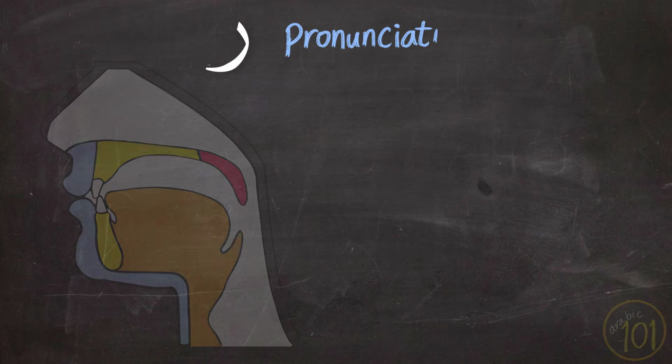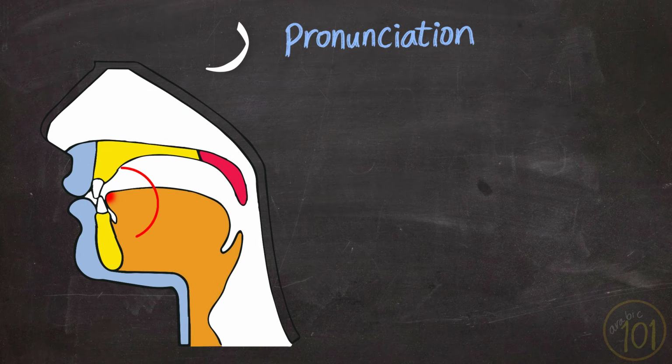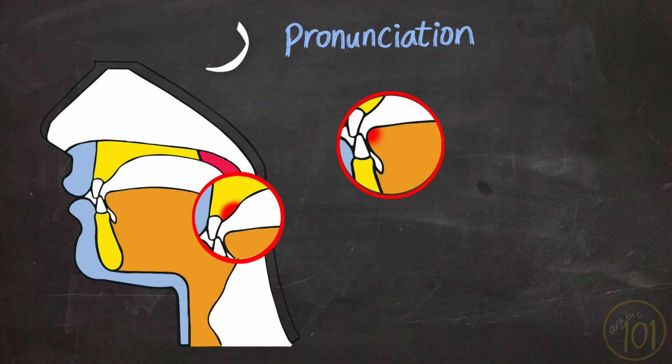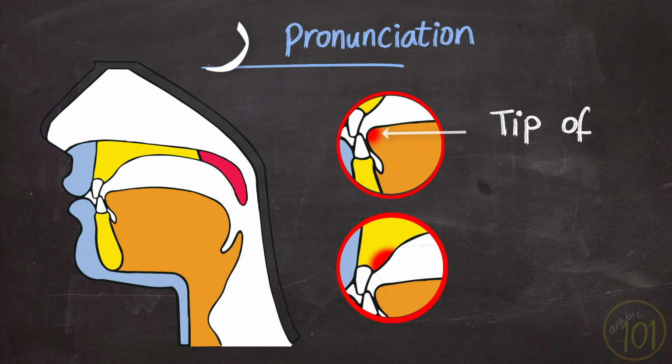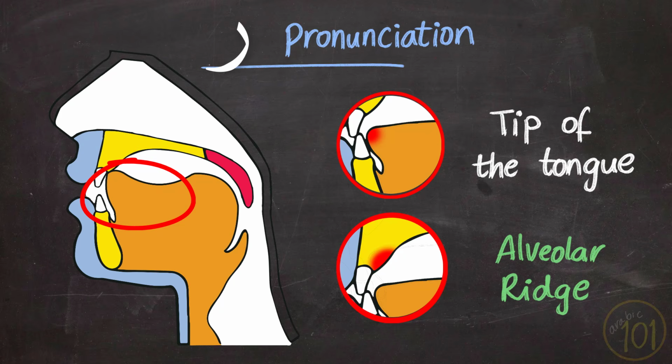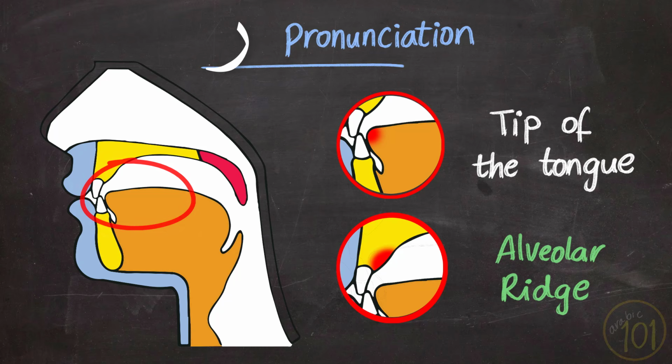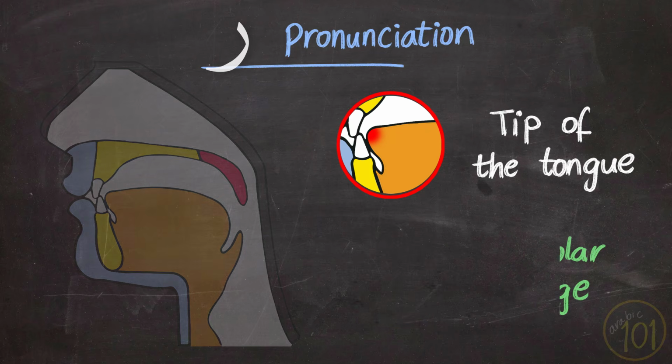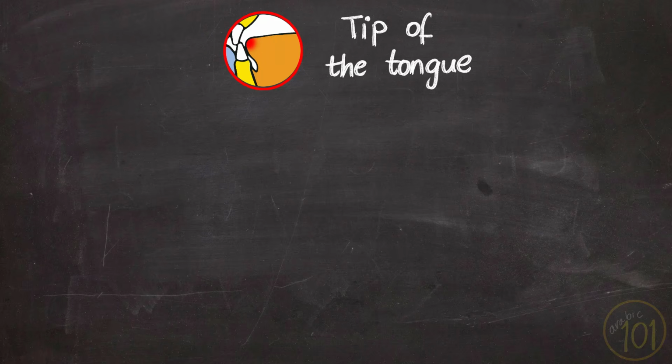To pronounce Ra properly, two organs will make contact with each other, the tip of the tongue and the alveolar ridge. Ra, ra, ra. We'll first focus on the frontal part of the tongue and dive deeper to understand how and where exactly does this contact occur between the tip of the tongue and the alveolar ridge. Let's start with the tip of the tongue.